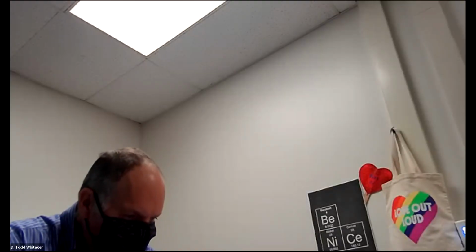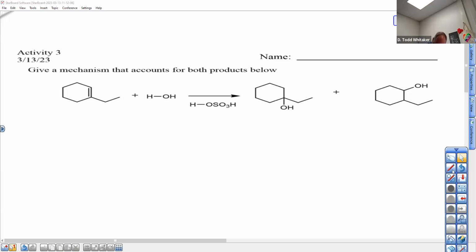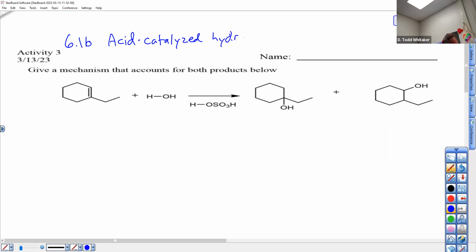All right, ladies and gentlemen, we have a new reaction. If you want to use this as a journal entry, I know for sure it's section 6.1b. I don't know for sure this is the title, but it's an adequate title: acid-catalyzed hydration of alkenes. So that would be your title. That might be the real title. I don't know. Yeah, I nailed one, finally.